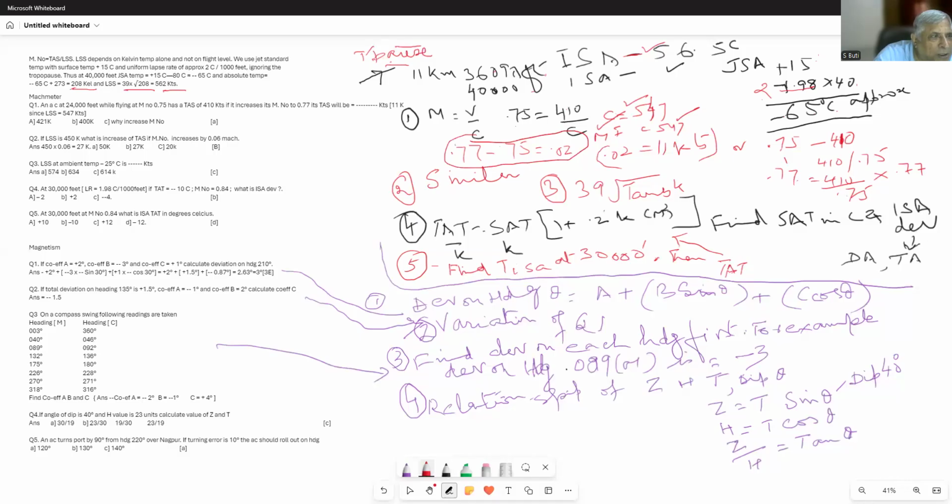Question number 2. Okay. In question number 1, one of the choices is why increase the Mach number? Well, leave it to the examiner. If he says increase it, give him the answer. Question number 2 is, if the Mach number increases by 0.06, what will be the new TAS? It is similar to question number 1 with a little bit of variation.